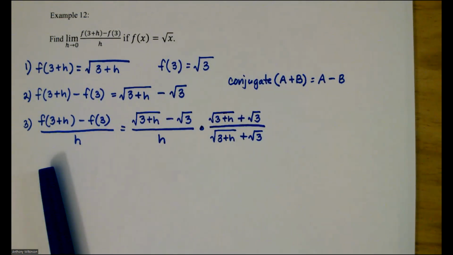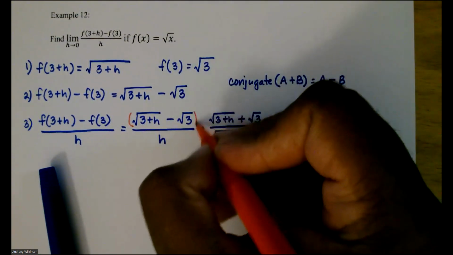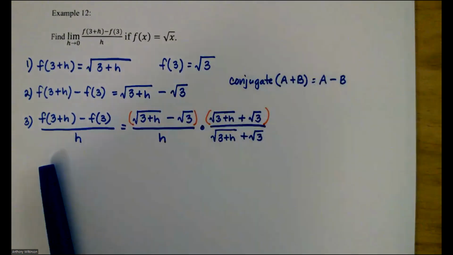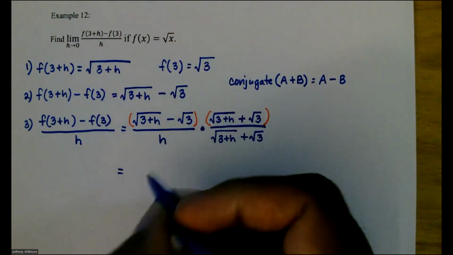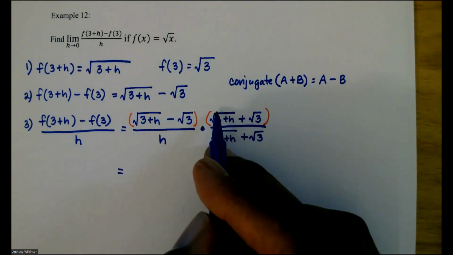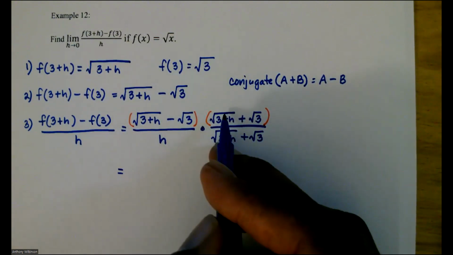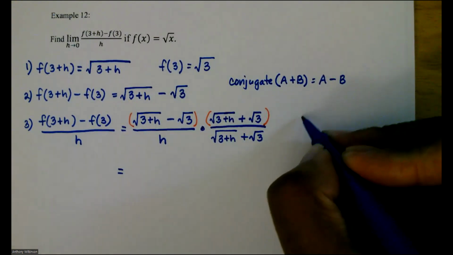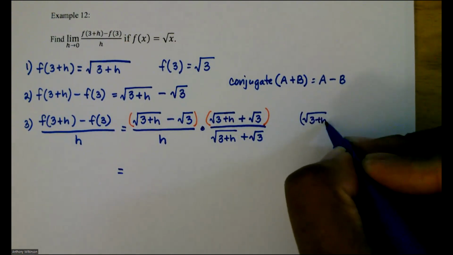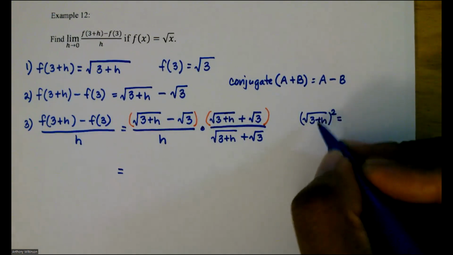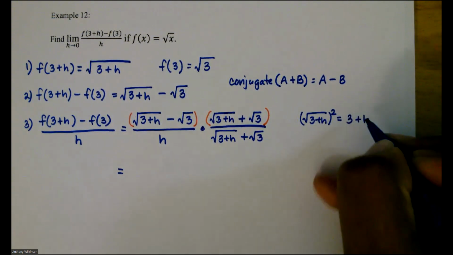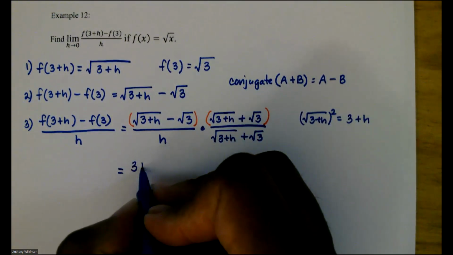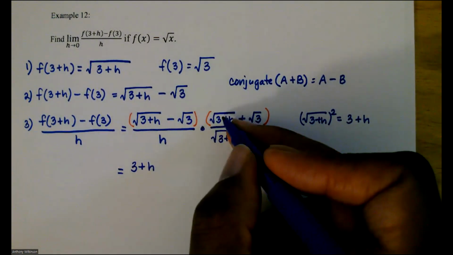All right, in this case here, notice I'm putting these in parentheses because I have to use the FOIL method for this one. And you're going to see why. The first term times the first term, that's the square root of 3 plus h times itself, which is actually the square root of 3 plus h squared. If you take the square root of something and you square it, it eliminates the radical. So you'll be left with just the 3 plus h. That's the first term times the first term.